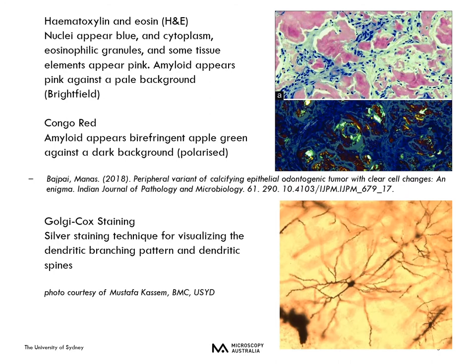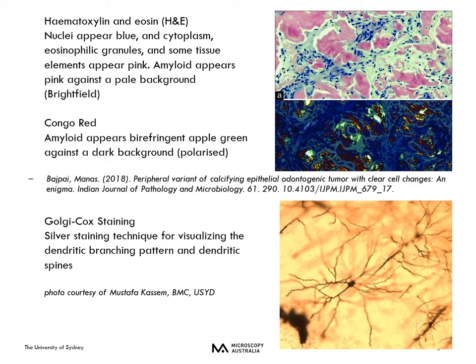Here are a few examples from research papers or from our users. In the image at the top, with H&E staining, the nuclei appear blue, the cytoplasm and other tissue elements appear pink, while the amyloids appear pink against a pale background under bright field imaging. With Congo red staining, amyloids appear birefringent apple green against a dark background using polarized light imaging.